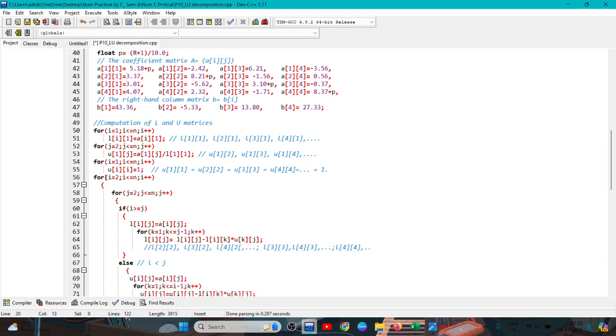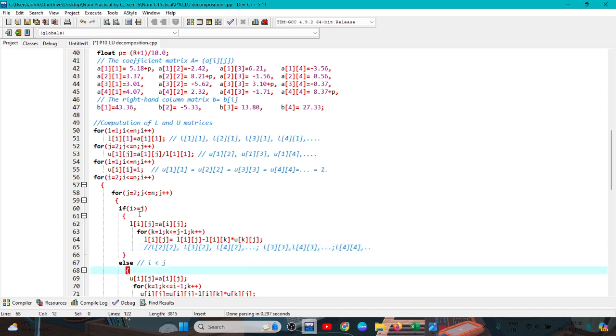Next, for i equal to 2 to i less than or equal to n, i plus plus, and next for loop, j equal to 2, j less than or equal to n, j plus plus. If i greater than or equal to j, lij equal to aij, and for k equal to 1, k less than or equal to j minus 1, k plus plus, lij equal to lij minus lik star ukj. From this loop you can easily calculate L22, L32, L42.